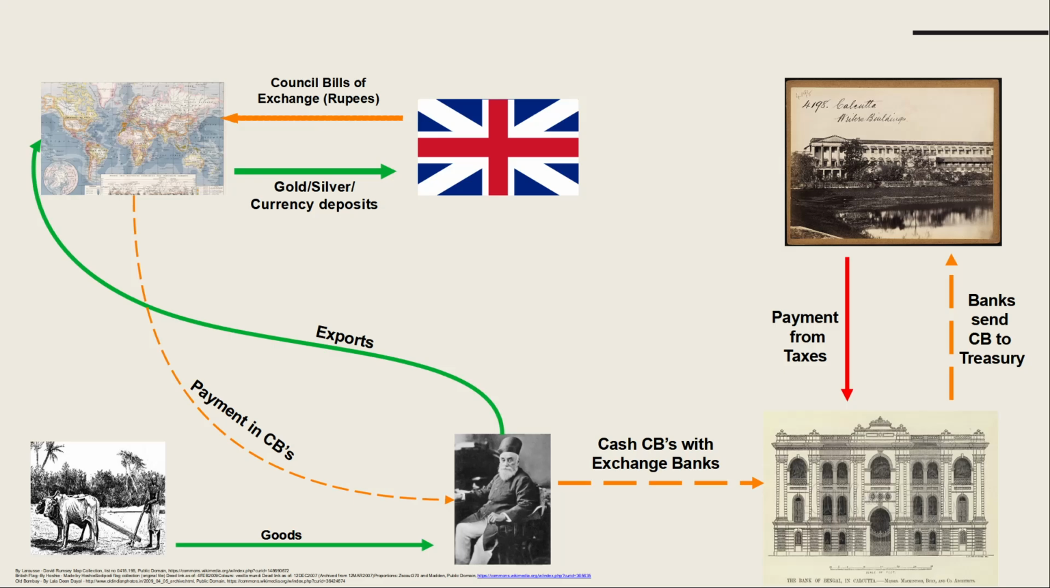So they wouldn't get any money from the UK. They would be paying Indians from their own taxes. So again, the old concept is still there, getting goods for free, but in a different way. And then the bank would give cash in exchange for the council bills. Obviously I have highlighted this in red because it is all tax money.